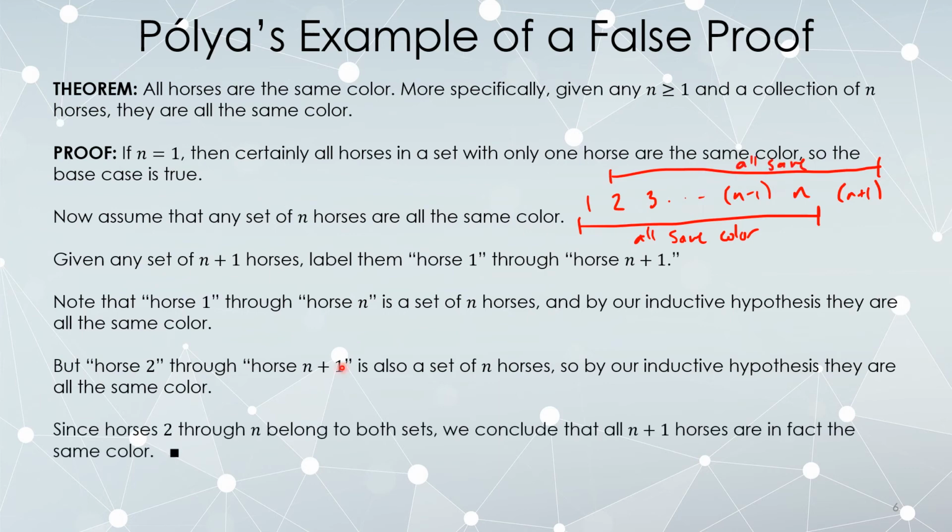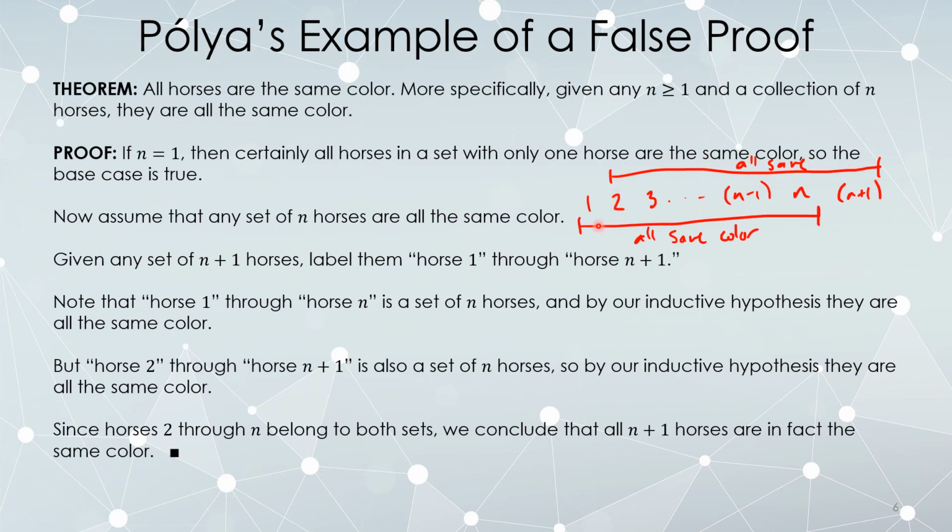But look, horses 2 through n are in both sets. So if these are all the same color, they're all the same color as horses 2 through n. So in fact, horse 1 must be the same color as everything in the middle, and horse n plus 1 must be the same color as everything in the middle. So in fact, they all have the same color.